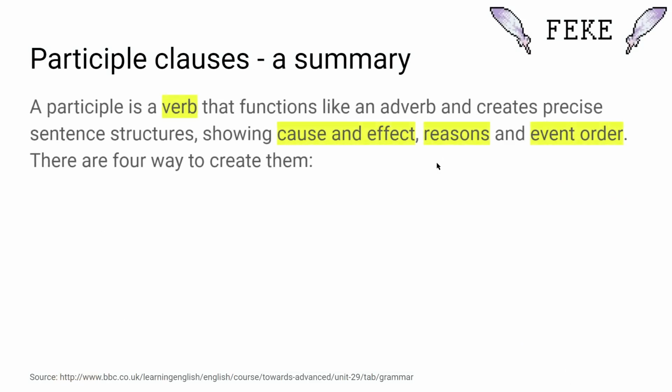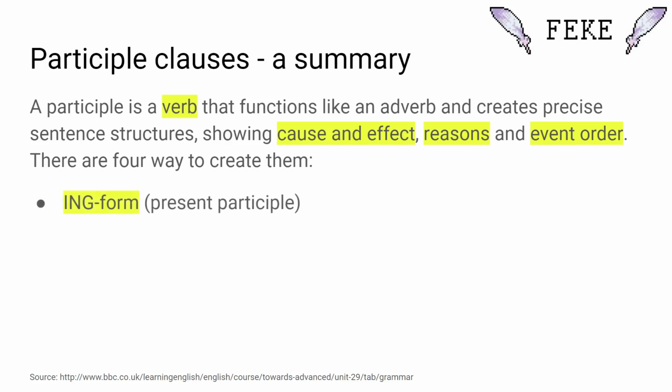A participle clause is a kind of verb that also functions like an adverb. The purpose of it is that it helps us create more precise sentence structures. And furthermore, they also help us indicate ideas such as cause and effect, reasons, and event order. During this lecture, I'm going to cover 4 ways that we can create participle clauses.